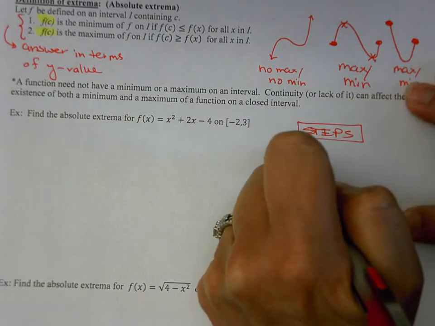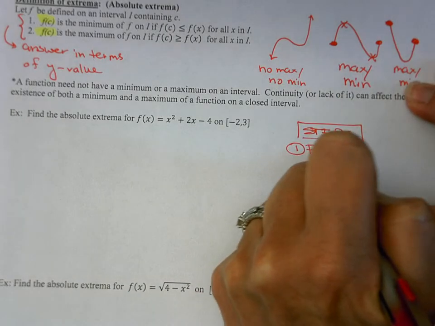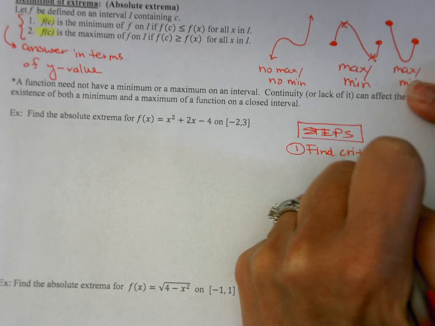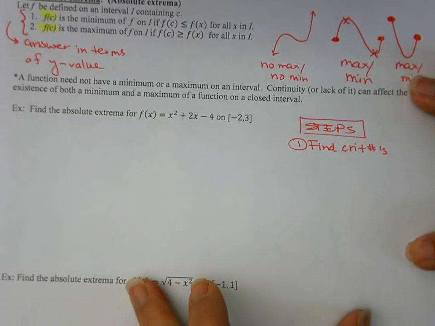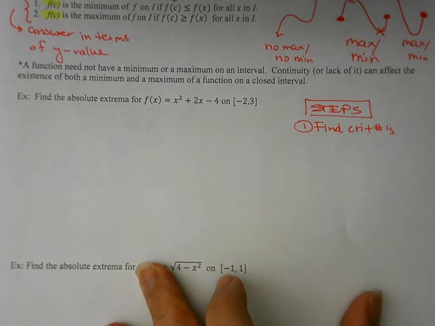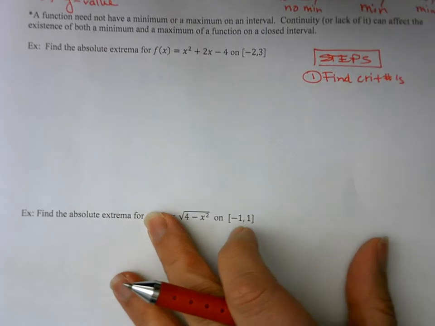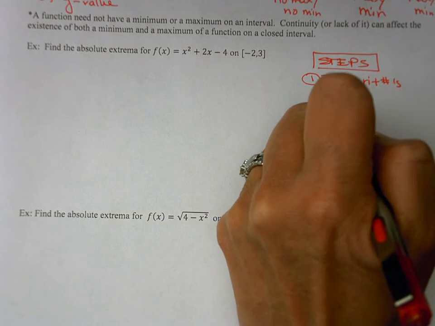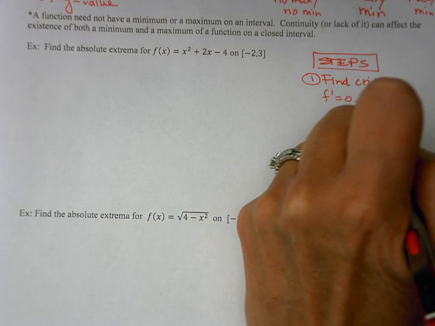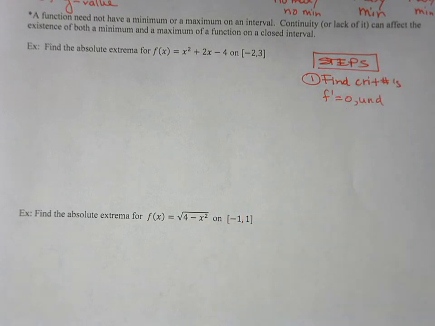So our first step then is going to be to find our critical numbers so that we can locate possible relative extrema. And just a reminder for critical numbers, we take the derivative and set it equal to 0. We would also look to see if there are any excluded values, any place where it might be undefined.